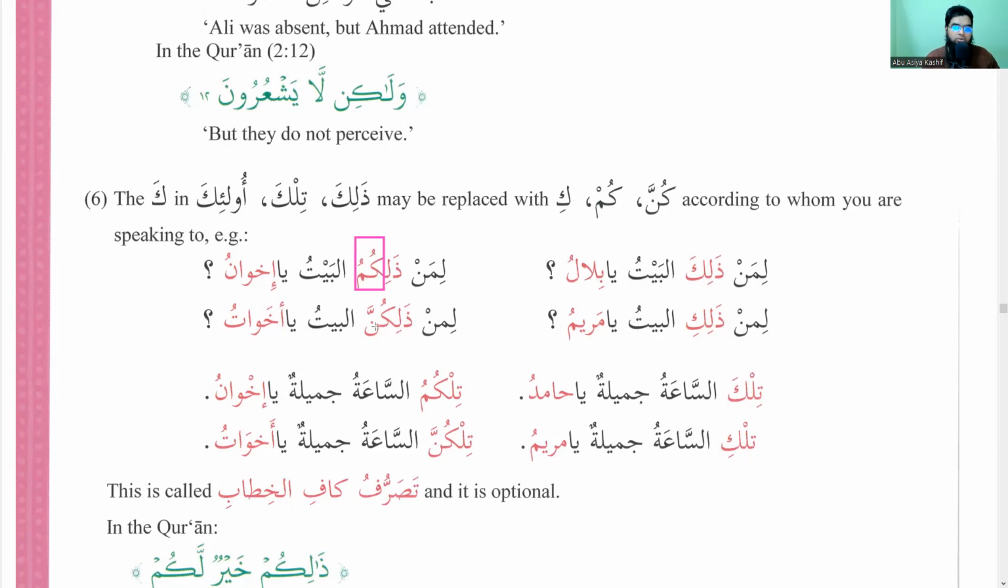Right? That's how they use it. Liman dhalikumul baytu ya ikhwanu. See, this kum. Why was it changed? Does the meaning change? No. Why was it done? Just to grab their attention. It's just an attention grabber. Similarly, and very common in the Quran, liman dhalikil baytu ya Maryam. See, dhalika became dhaliki.